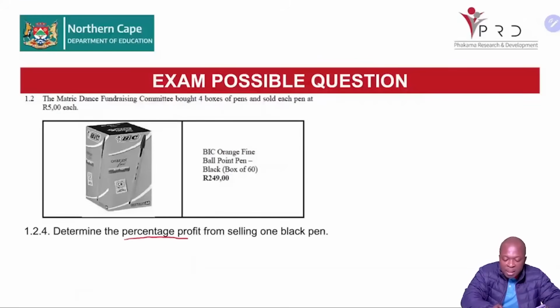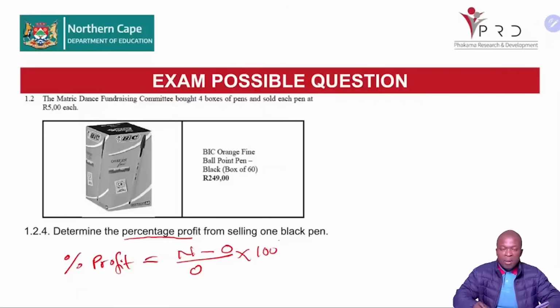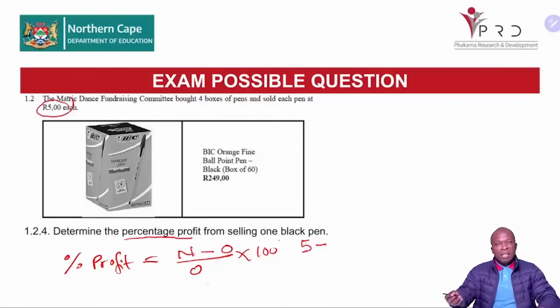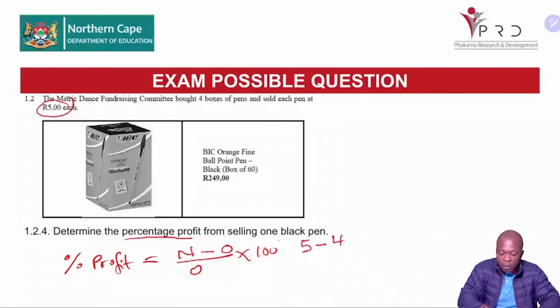Now the examiner is saying we must determine the percentage profit from selling 1 black pen. Okay, so remember what I said to you, percentage profit. It's going to be new minus old divided by old times 100. The new is our selling price, how much we sell it for. So we are going to put here 5 rand minus old. Old is the cost price. Remember, we bought it at 4 rand and 15 cents. 4,15 divided by old, which is 4 rand and 15. We times it by 100.